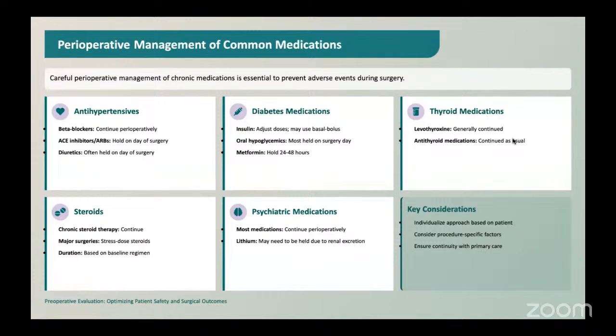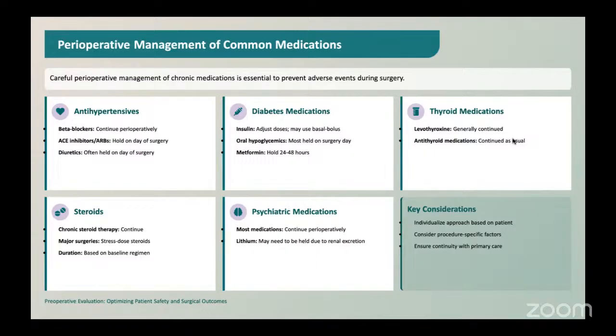Preoperative management of common medications. These are your antihypertensive medications, diabetes, thyroid, and steroids. For antihypertensives, beta blockers continue preoperatively. ACE inhibitors and ARBs, you hold on the day of surgery, and diuretics are often held on the day of surgery. Chronic steroid therapy, you continue that. For major surgeries, you give stress-dose steroids based on the baseline regimen. Diabetic medication, insulin, you adjust the dose. Oral hypoglycemics are mostly held on surgery days, and metformin is held 24 to 48 hours.